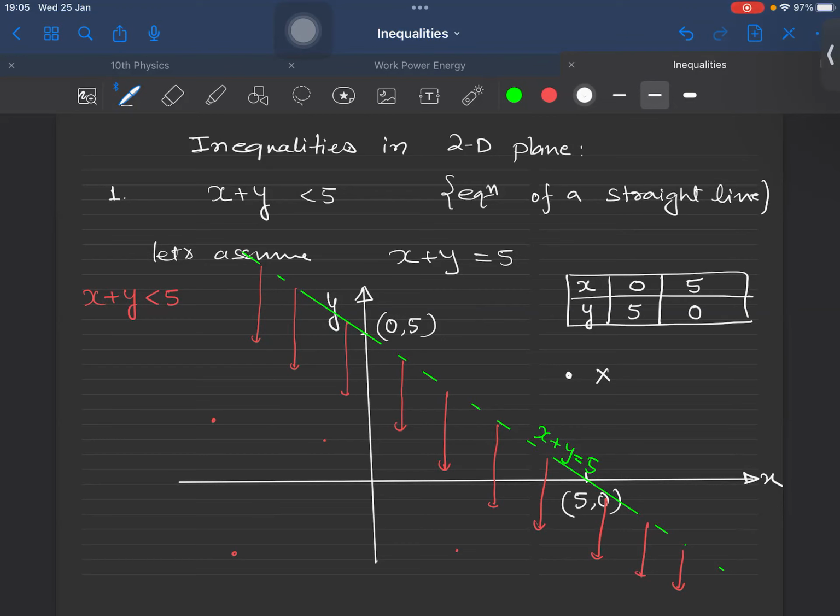Understood? It's a really easy problem, right? We can solve these types of problems, isn't it? By the graphical method. That's what exercise 6.2 is all about. So which problem do you want me to solve from? Okay, let's see.